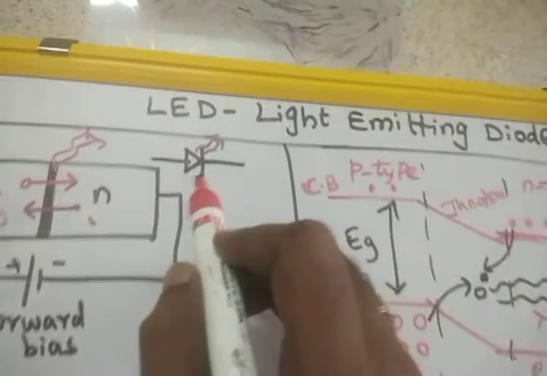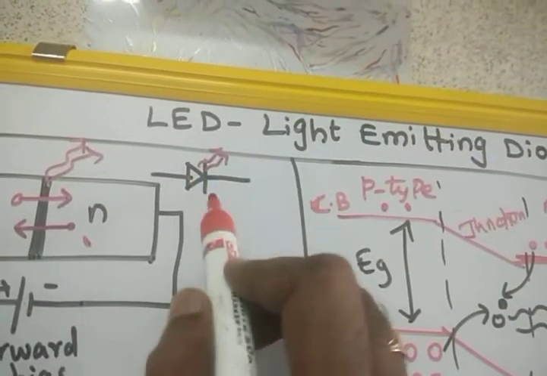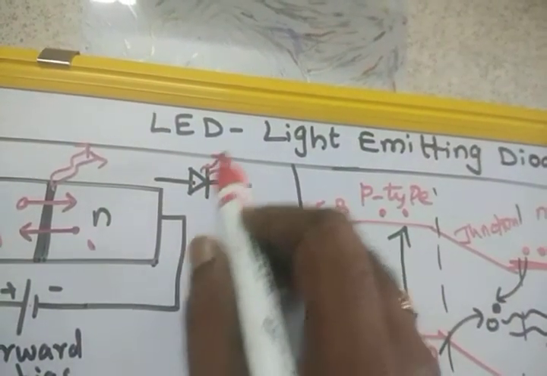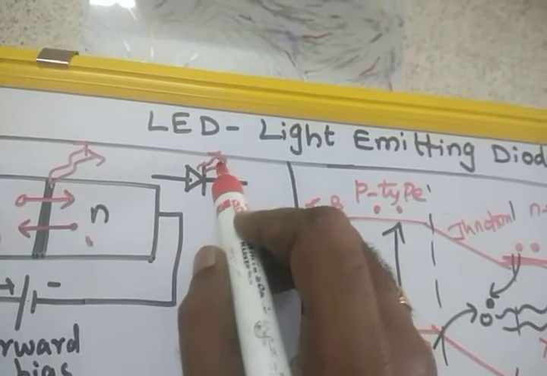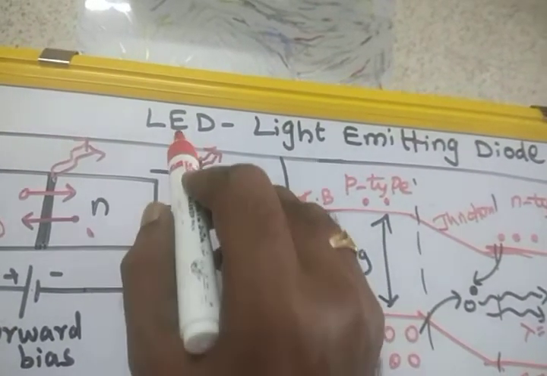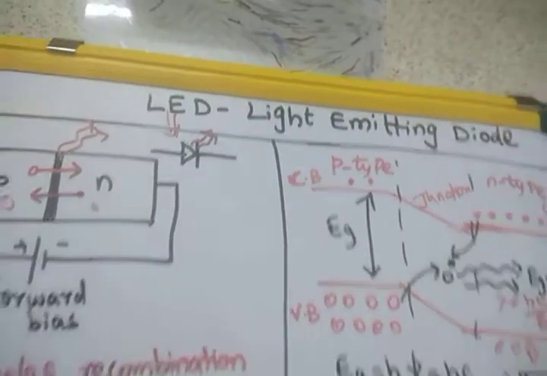The symbol for a PN junction diode is the normal diode symbol. You have to add the photons being emitted like this, and if you put that in the symbol, this is the symbol for the LED diode.